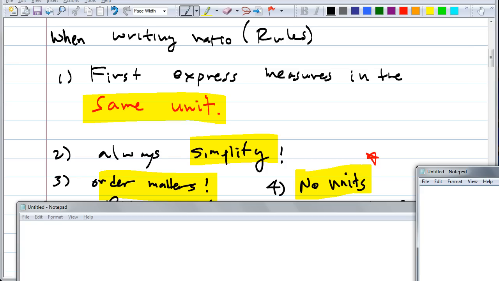Write these down, and we'll talk about why there are no units in a minute. So write this down first. First, you must have the same units. Second, you've got to always simplify. Third, the order matters. Whichever comes first matters. It matches what you're talking about. And no units. Ratios do not have any units.